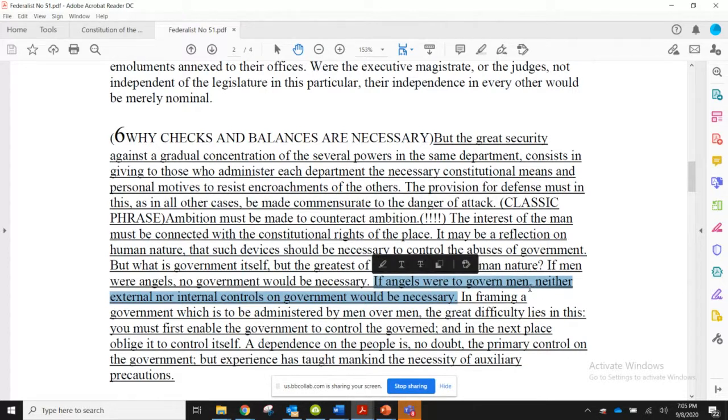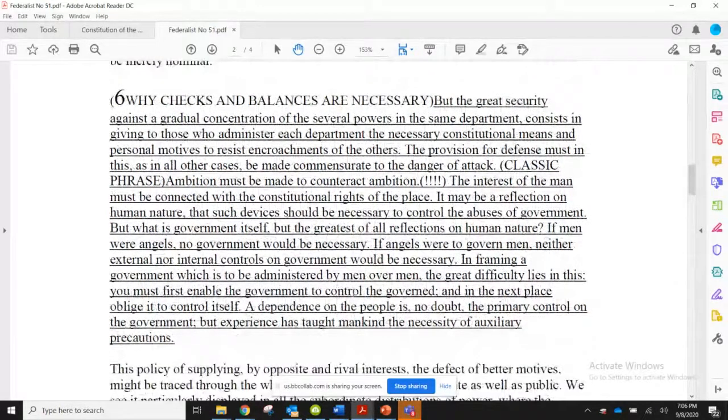So Madison continues. In framing a government which is to be administered by men over men, the great difficulty lies in this. You must first enable the government to control the governed, and in the next place oblige that government to control itself. According to James Madison in Federalist 51, why do you have separation of powers? Because you need the government to control the governed, and you also need the government to control itself. Madison continues, a dependence on the people is no doubt the primary control on the government.